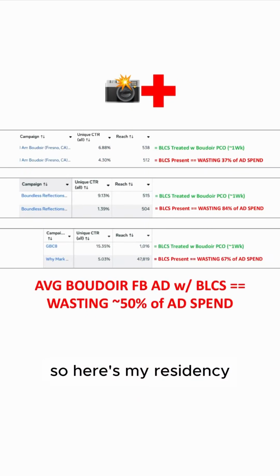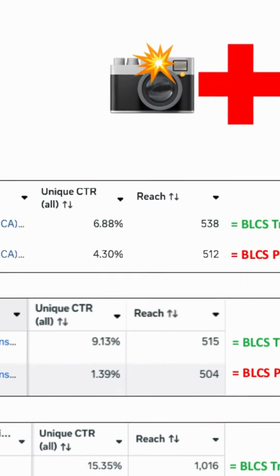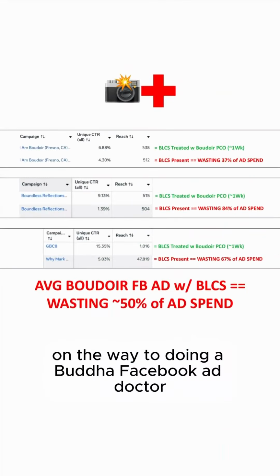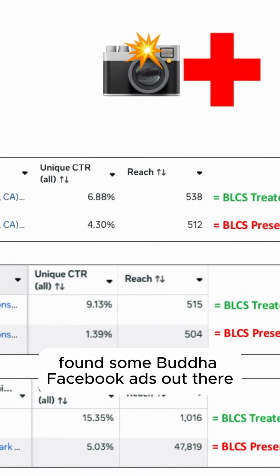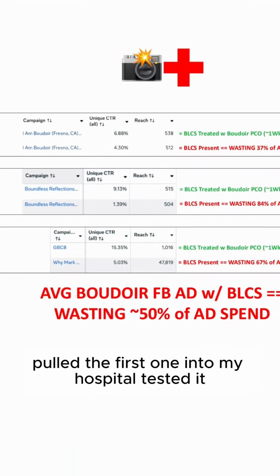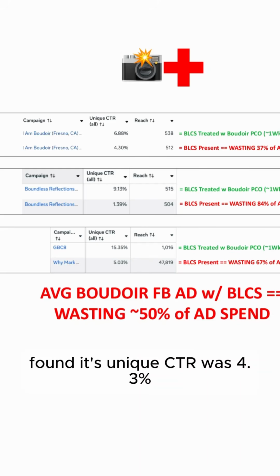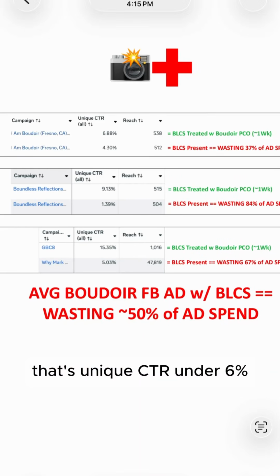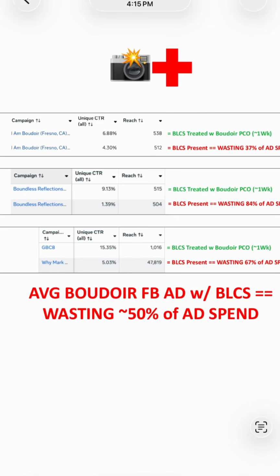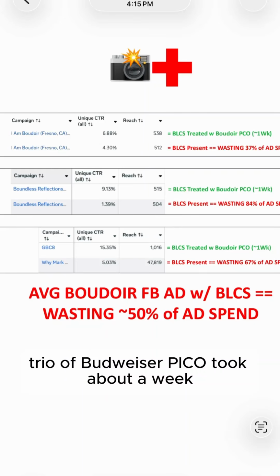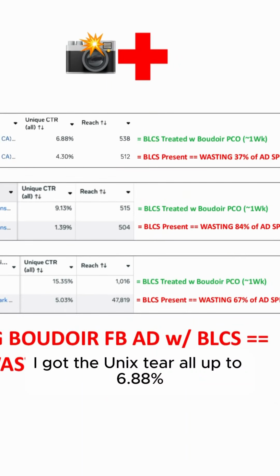So here's my residency on the way to doing Boudoir Facebook Ad Doctor. First thing, went out, found some boudoir Facebook ads out there, pulled the first one into my hospital, tested it, found its unique CTR was 4.3%. That's unique CTR under 6%, that's BLCS. So we know that BLCS is present. So I duplicated it, treated with boudoir Pico, took about a week, got the unique CTR up to 6.88%.